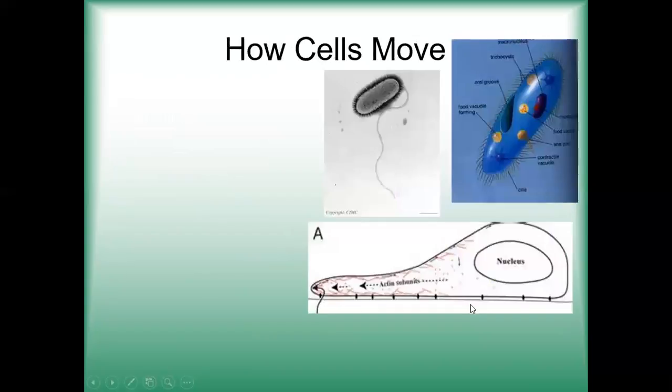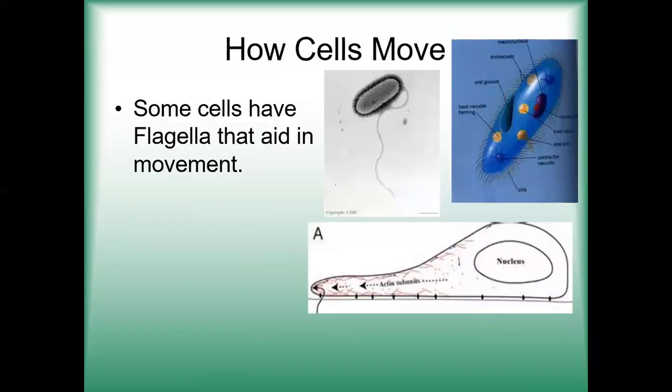So how cells move. This is our last slide, our last point of discussion here. So there are 3 different ways cells can move. Some have flagella that aid in movement. So this long tail right here is a flagella, and they whip it back and forth, and it propels them through whatever it is that they are in.